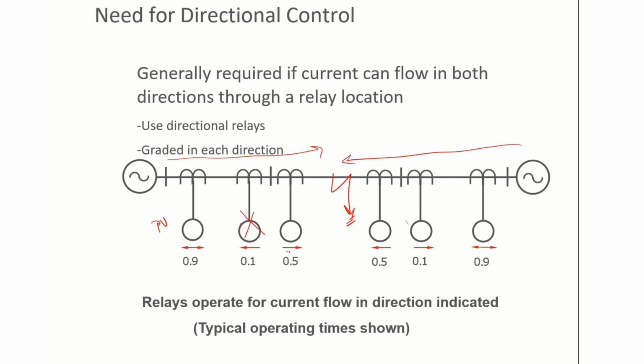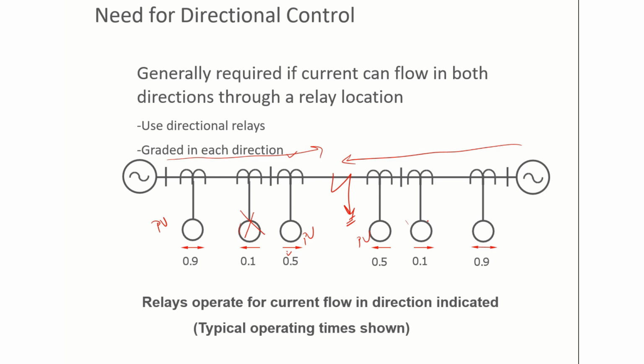This relay, the current direction is this for our relay, the assumed current direction for operation, and at the time of fault, the current is flowing from left to right. So this relay will pick up. This relay will also pick up because it will see the current in the same direction as per its setting.